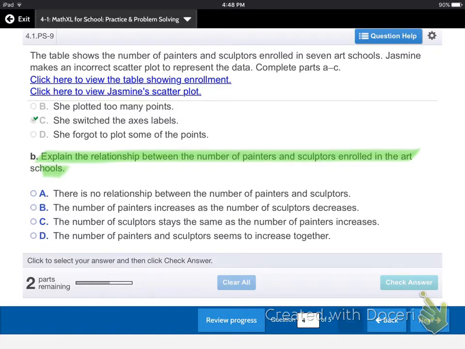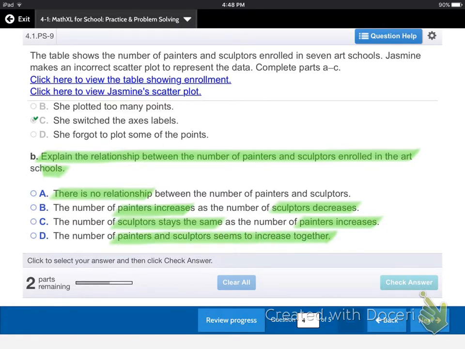Okay, so part B. Explain the relationship between the number of painters and sculptors enrolled in the art school. Either there's no relationship, that's what I'm reading right here, or painters increase as sculptors decrease, or sculptors stay the same as painters increase, or painters and sculptors increase together.